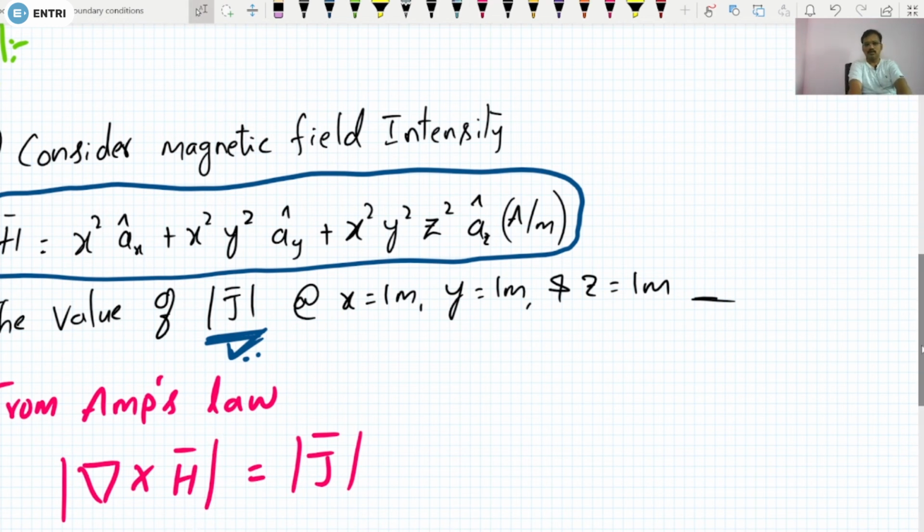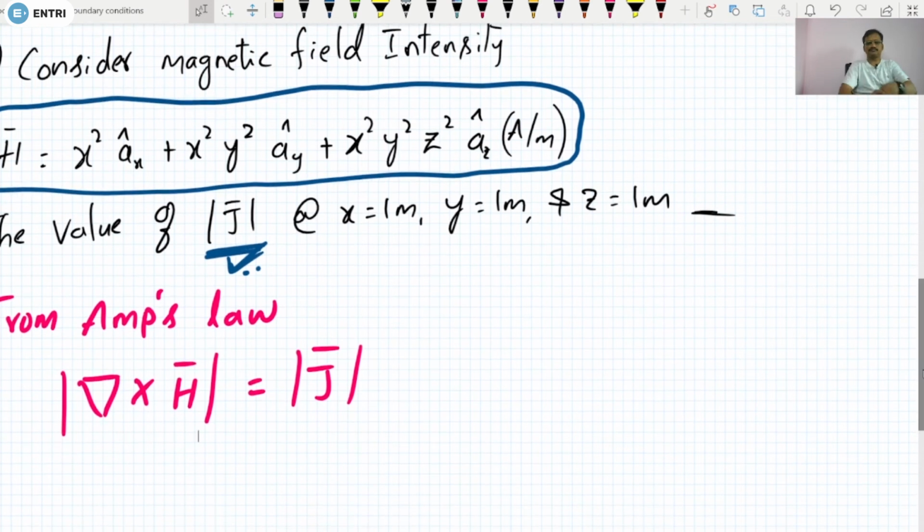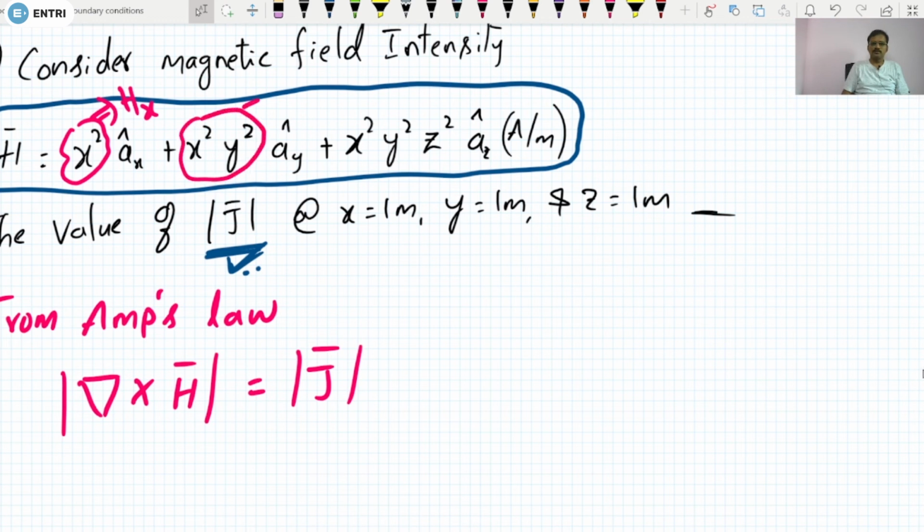Okay, so now here I'm writing. This is x square, so this is nothing but the x component. I am representing this with Hx, and this x square y square is nothing but the y component, so I am representing it with Hy, and x square y square z square is nothing but what? Is nothing but the z component. So I am representing it with Hz, right?